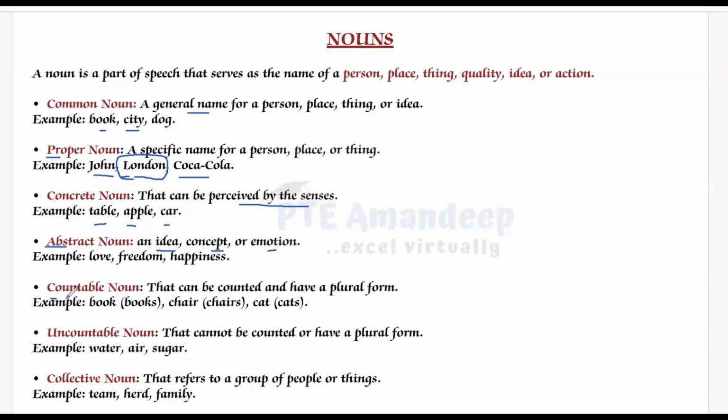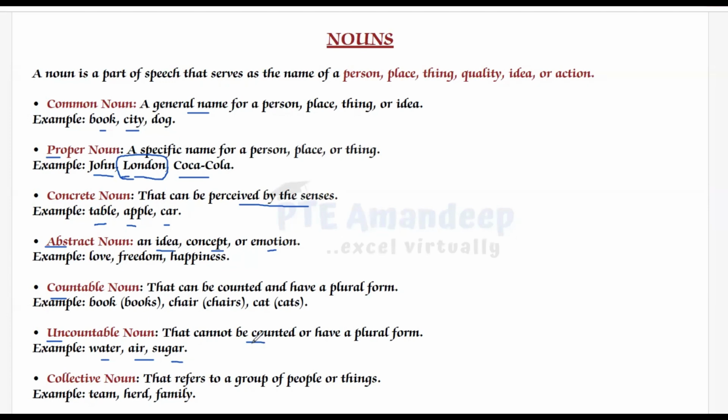Next, nouns can be countable, for example, anything that can be single or numerous in form: book or books, chair, chairs, cat, cats. It can be one or more than one. They are the countable nouns. Next are the uncountable nouns. Uncountable nouns are, for example, water, air, and sugar, which we cannot count, right? We cannot count the air, we cannot count the sugar, we cannot count the water. So these come under the category of uncountable nouns.